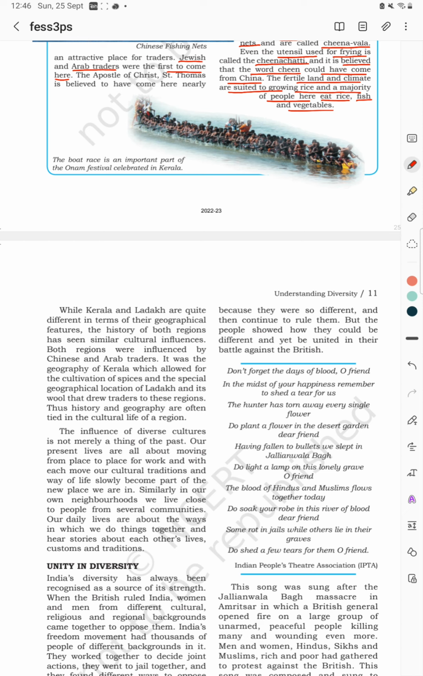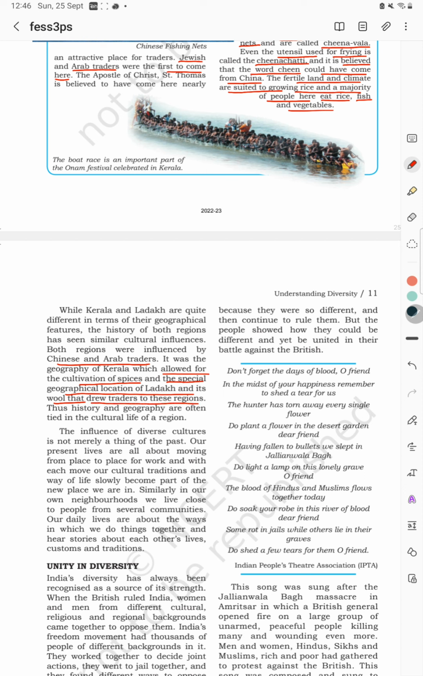the history of both regions has similar cultural influences. Like in Kerala, Christianity was introduced. Similarly, in Ladakh, Muslims were introduced. Their cultures were influenced by Chinese and Arab traders. It was the geography of Kerala which allowed for the cultivation of spices, and the special geographical location of Ladakh and its wool that drew traders to these regions.